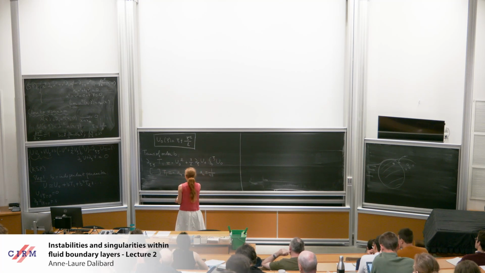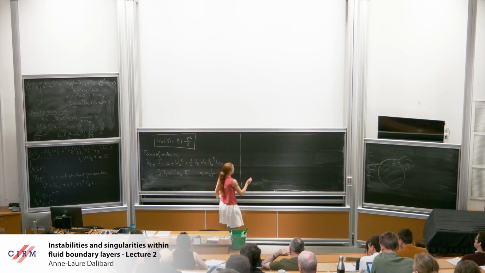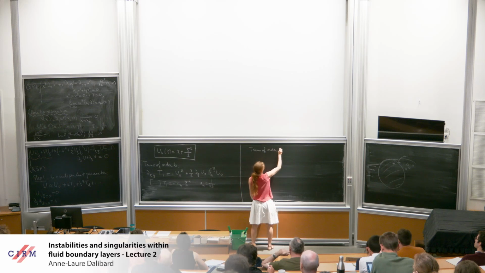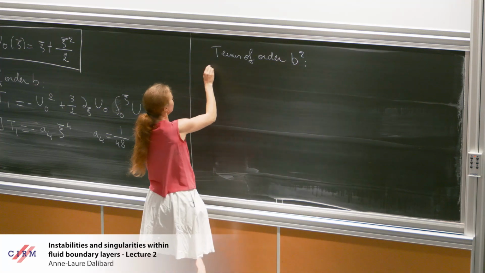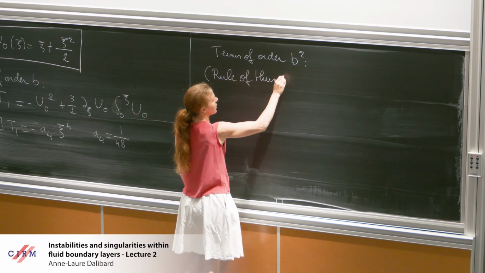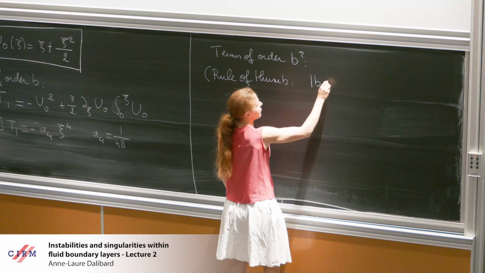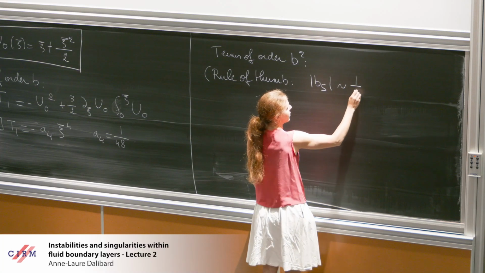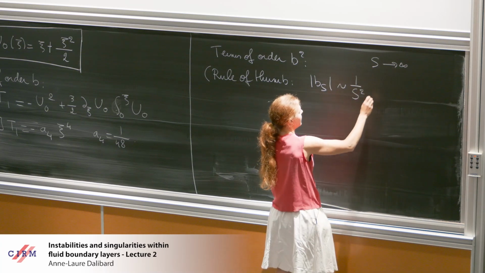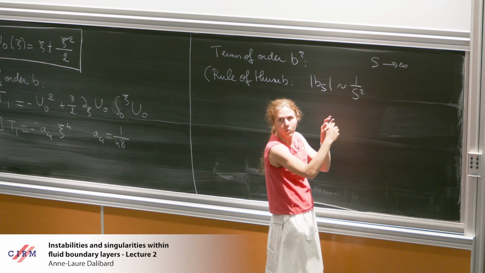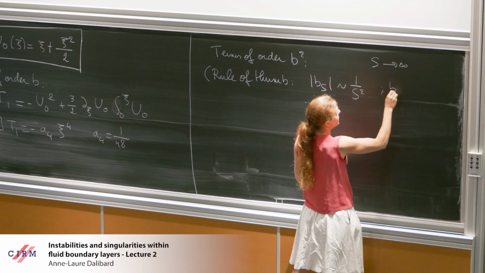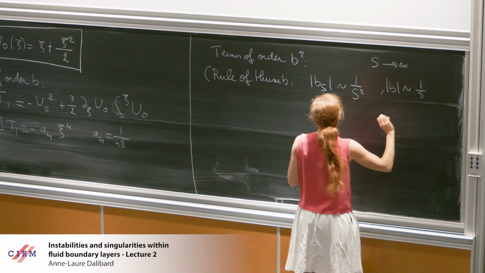Okay, so this is for T1, you don't have a choice. And then when you look at the terms of order B square, the rule of thumb is that the size of Bs should be like 1 over s to the square. S is going to infinity, okay? When it will go from 0 to infinity. This corresponds to when x goes to x star, s goes to infinity. So Bs should be like 1 over s square, and B should be like 1 over s. This is the typical scaling that you should have in mind.